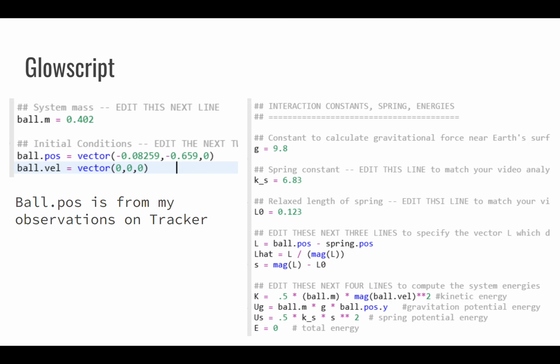And the next three lines down there are just where I find the L hat, and then I was able to find the S. And then the next four lines after that are just the equations of the kinetic, spring, gravitational, all those equations I mentioned earlier, but written in code. And total energy is equal to 0.